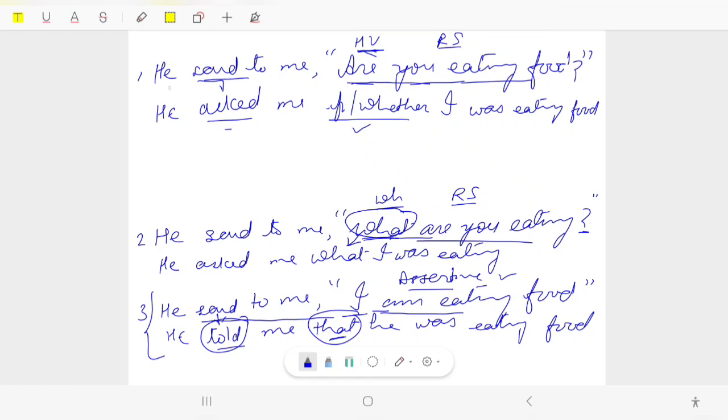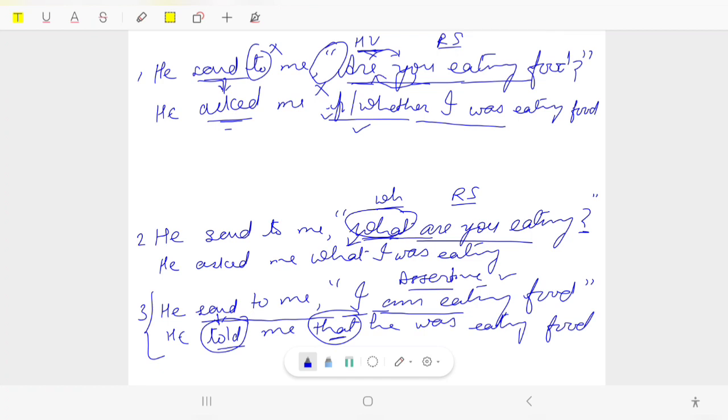One more change. So "he said" changed into "asked," because this side is an interrogative sentence. "To" removed as earlier. Inverted commas and the question mark removed, and at that place you can write "if" or "whether." The rest of the changes will be like this.